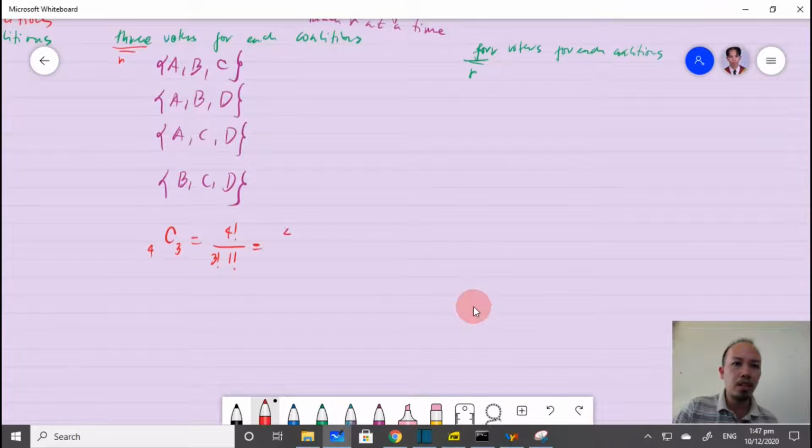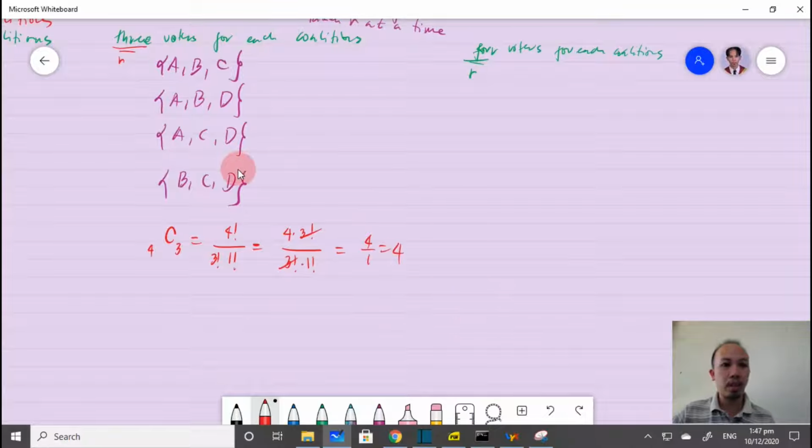So this is 4 factorial here. This is how you are going to simplify this in your high school statistics. This is 4 times 3 factorial over 3 factorial times 1 factorial. Cancel out. 1 factorial is 1, so 4 over 1, so this is 4. So there are 4 coalitions here. We are correct. We are not misled.